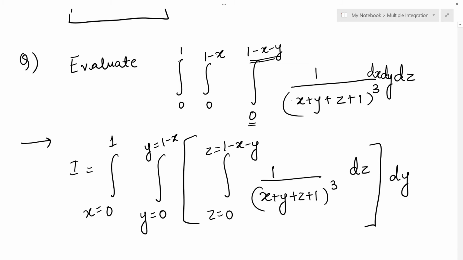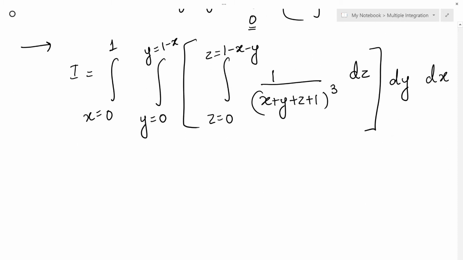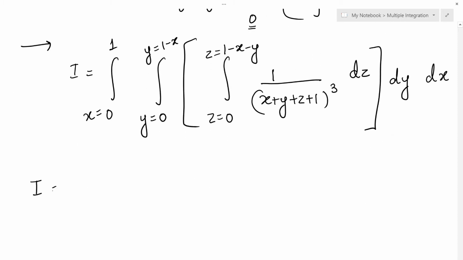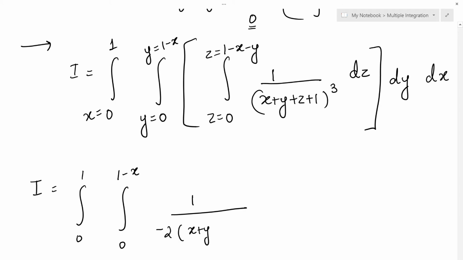So we will integrate first with respect to z. Let me integrate that with respect to z. I will have 0 to 1 and 0 to 1 minus x as it is. Integration for this is x plus y plus z plus 1 the whole square, and the limits of integration are 0 and 1 minus x minus y.